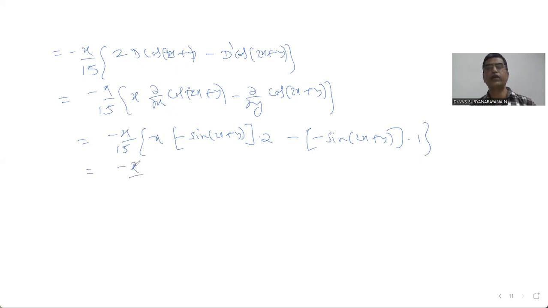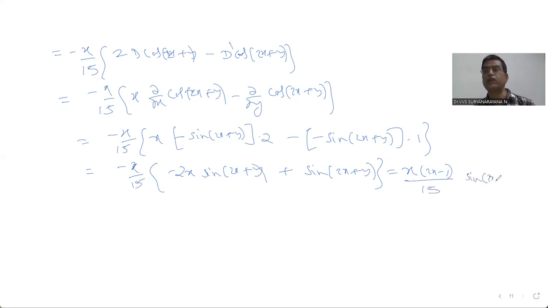So minus x by 15 into 2 into minus, that is minus 2x sin(2x plus y), minus into minus, plus into 1, so plus sin(2x plus y). Okay. So minus x by 15 into minus 2 minus 1 of sin(2x plus y), or x into (2x minus 1) by 15 of sin(2x plus y). This is the particular integral.